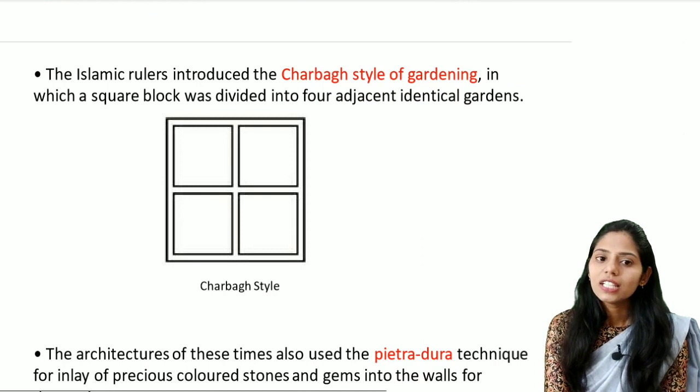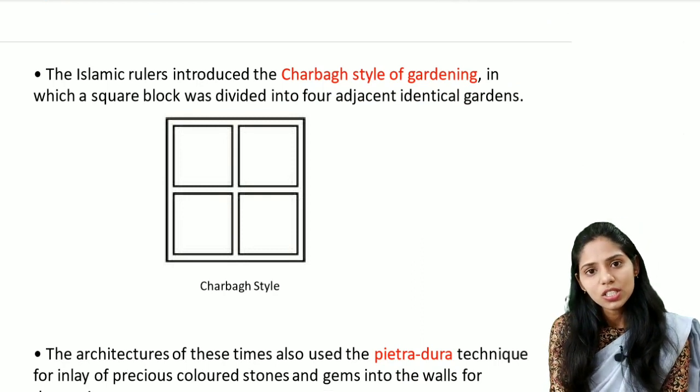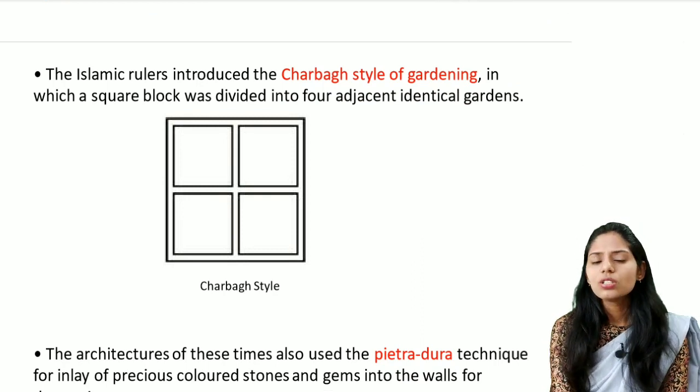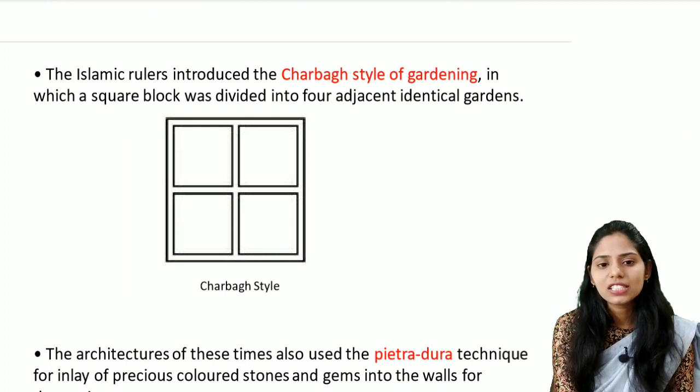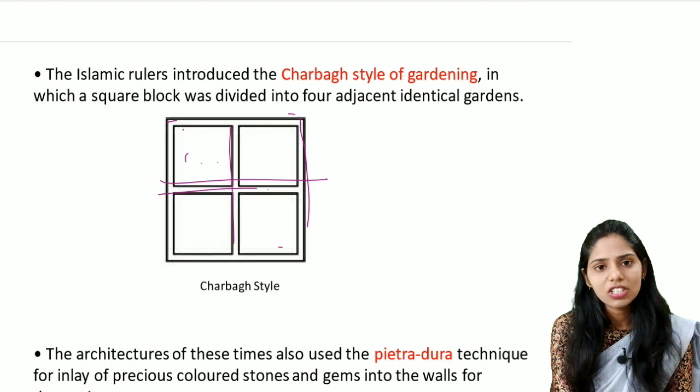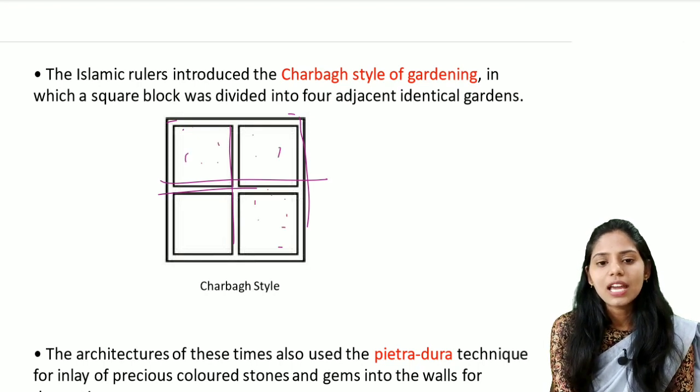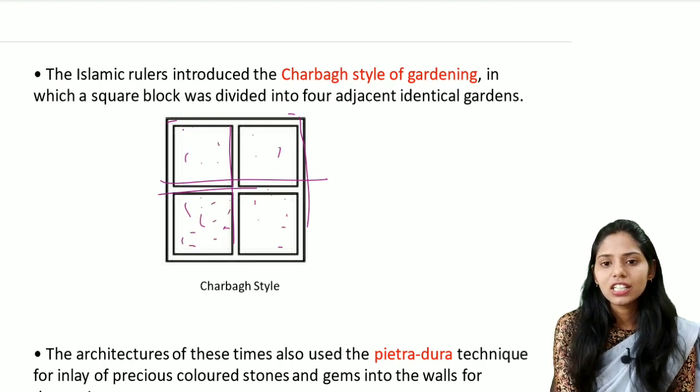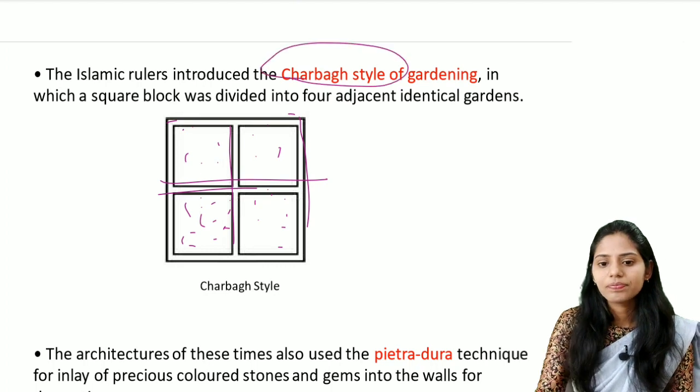And the next one is, the Islamic rulers introduced a charbagh style of gardening. So what is a charbagh style? If there is any square here, it is divided into mainly 4 types, and the gardening which is present in these squares, this type of feature is called the charbagh style.